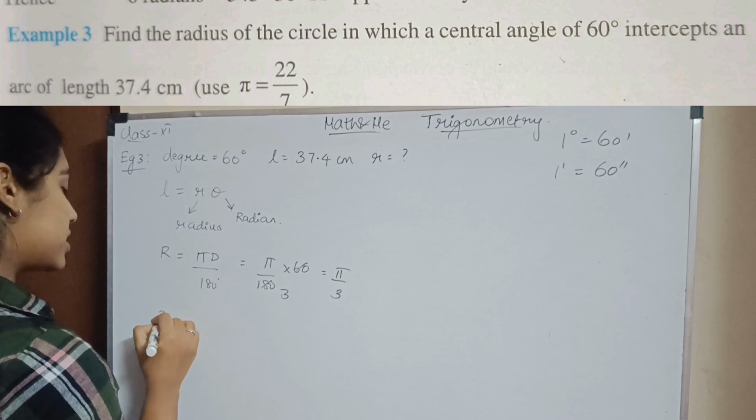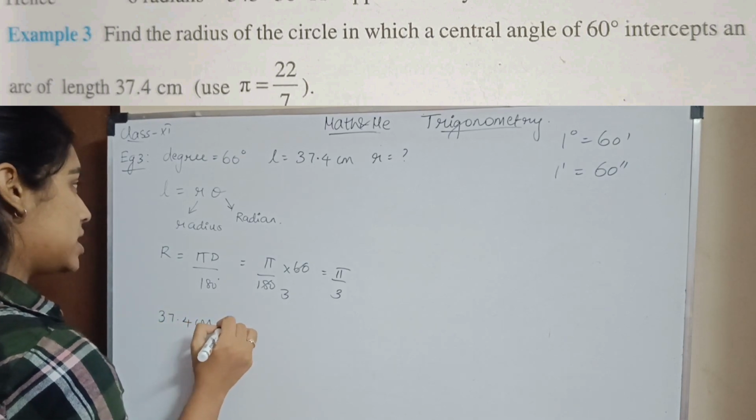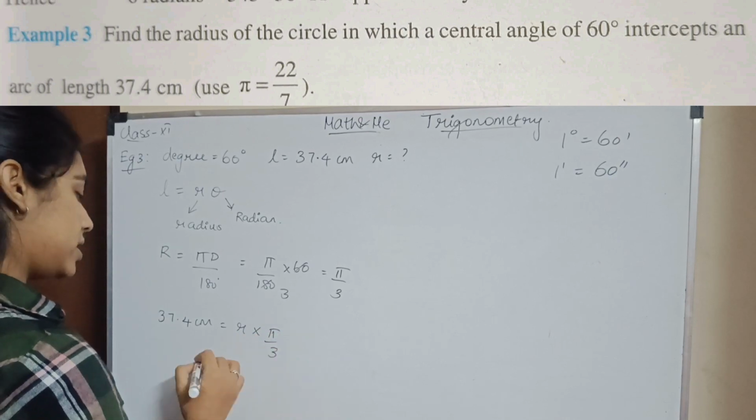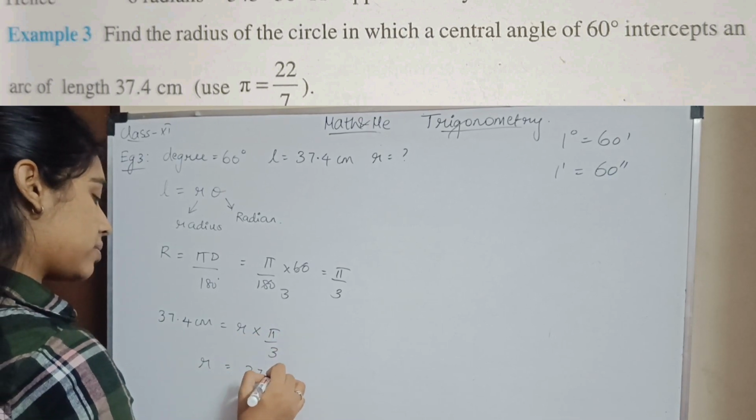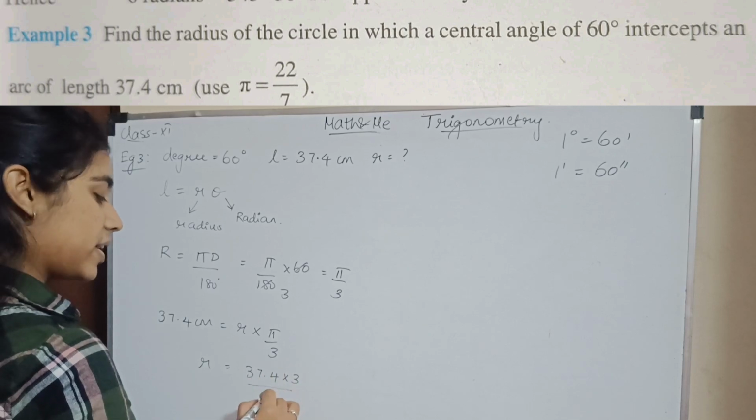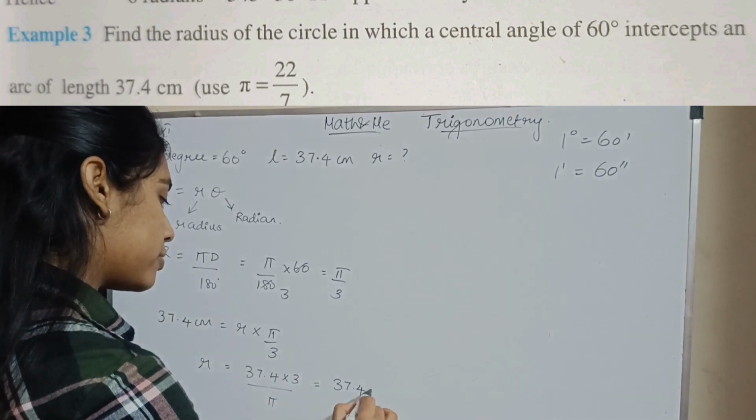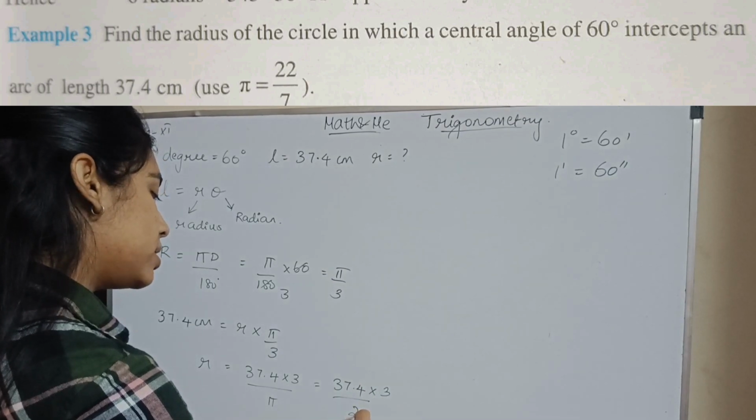Now what is L? 37.4 centimeter equals R, which we have to find, times pi divided by 3. So R is 37.4 times 3 divided by pi. The value of pi is 22 by 7. So I'll have 37.4 times 3 divided by 22 by 7.